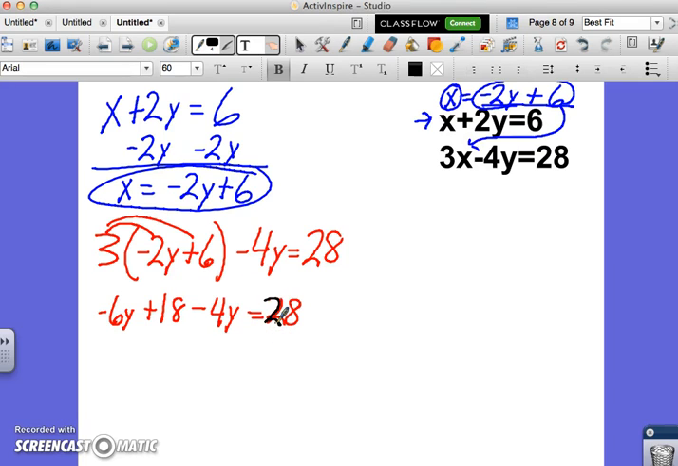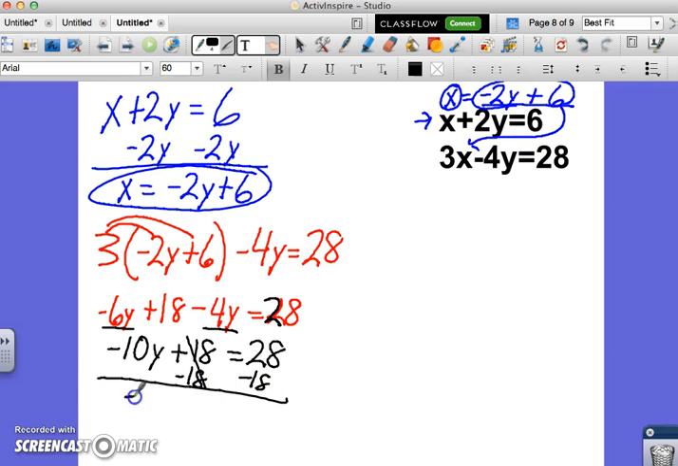So there we go, 28. So combine like terms. These two are the same. So we have -10y plus 18 equals 28. Subtract 18. I'm trying to get this y by itself. -10y now equals, whoops, that's not -28. That's a positive 28. 28 minus 18 is 10. Divide both sides by -10. And I find that y equals -1. Okay, so y equals -1.